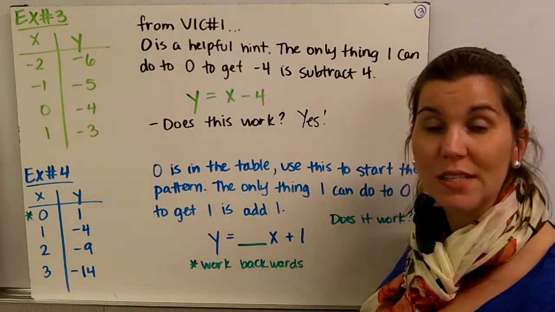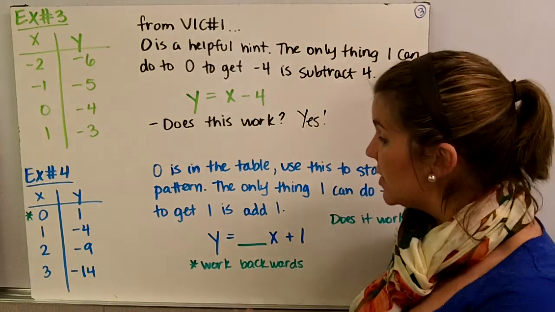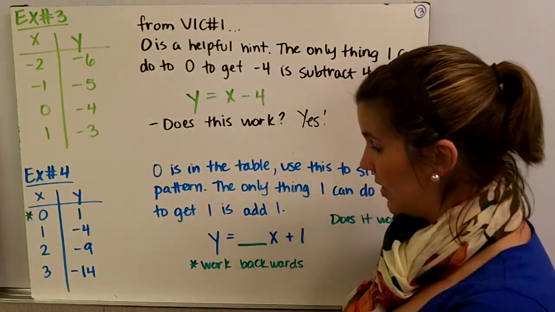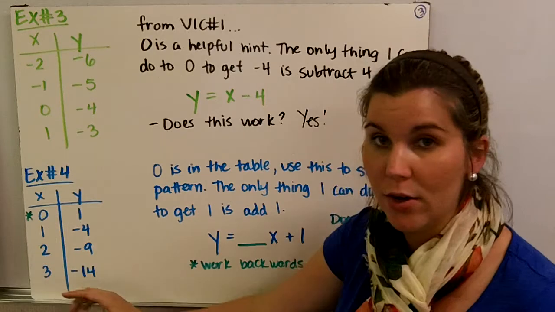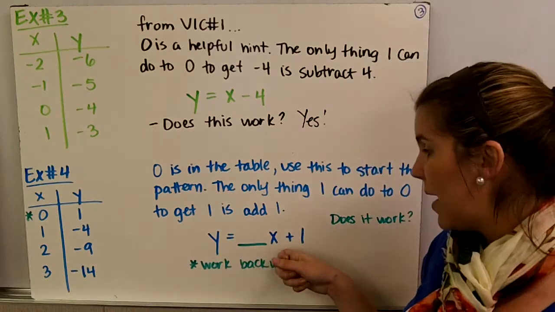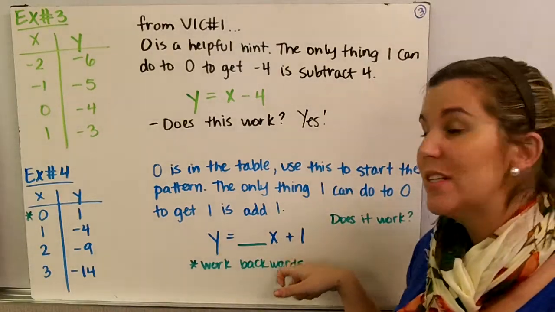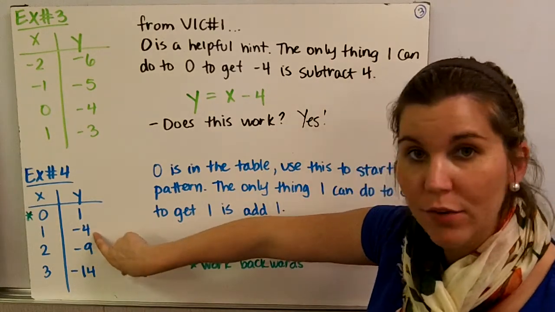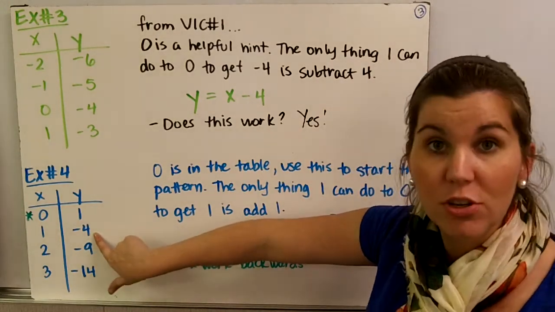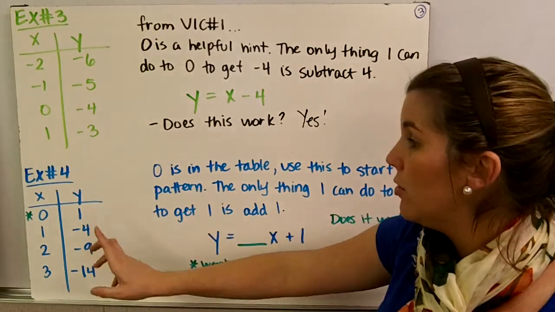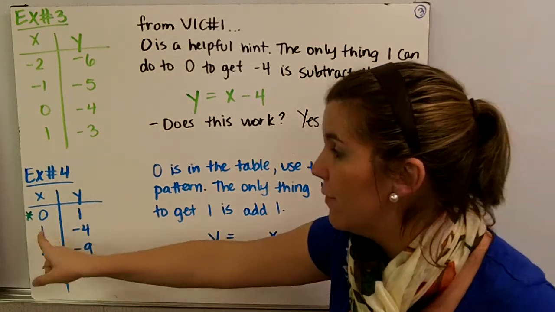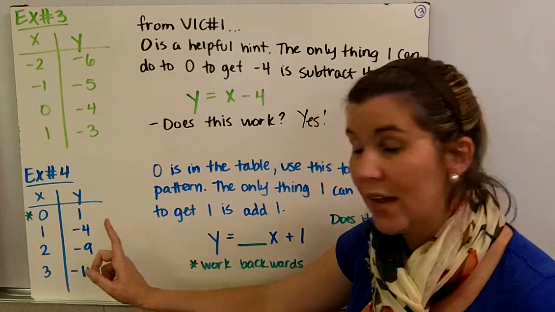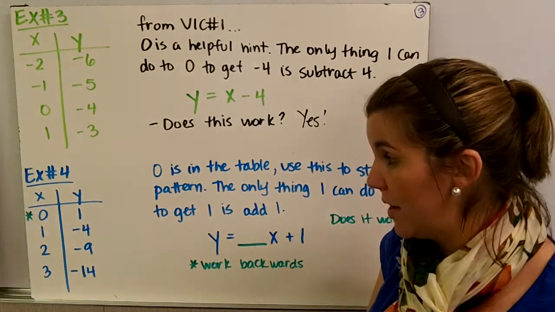We've done a previous example with multiplication. So let's work backwards and figure out what was the pattern. So if we're working backwards, we're not going to add 1, we're going to subtract 1. So look at your y value. Subtract 1 from negative 4. You get negative 5. How do you go from negative 5, or from 1 to negative 5? Well, you multiply by negative 5.